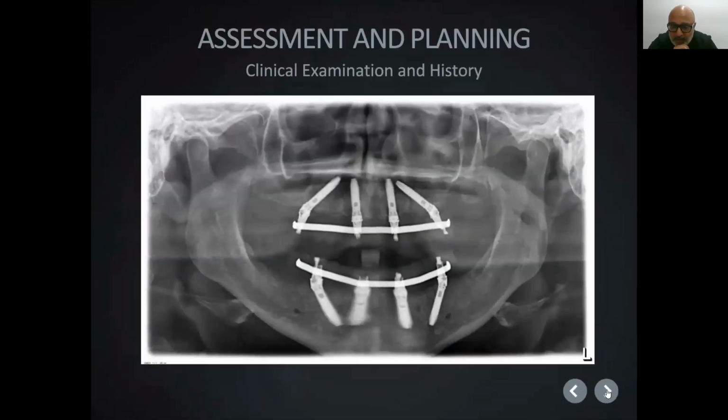This is a radiograph taken immediately after surgery. Apologies about the focus of the lower, but because of the focal trough, she's almost a class 2. We weren't able to get those both in the same visual field.